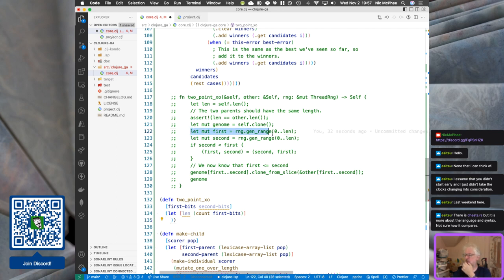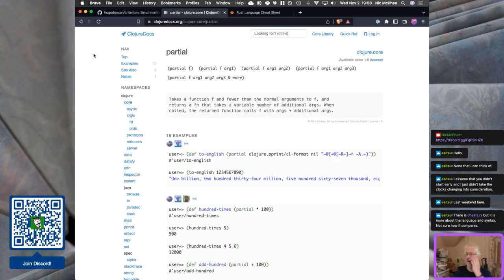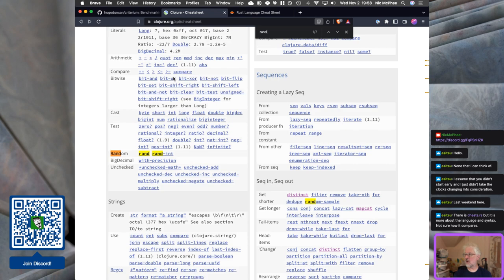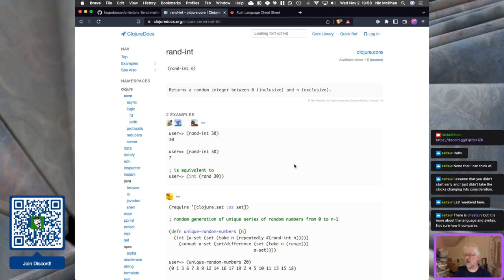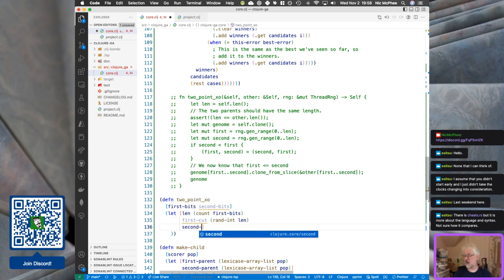We do need to make these two numbers, don't we? These are numbers. So we do need to... cut is going to be rand. Rand int takes number n, gives us a number. So rand int len, and second cut rand int len.